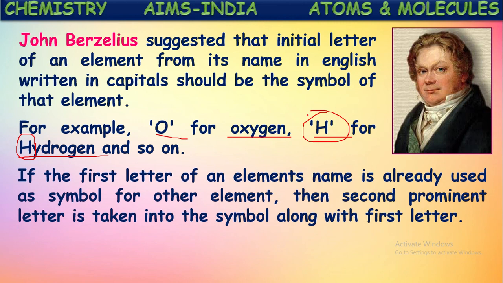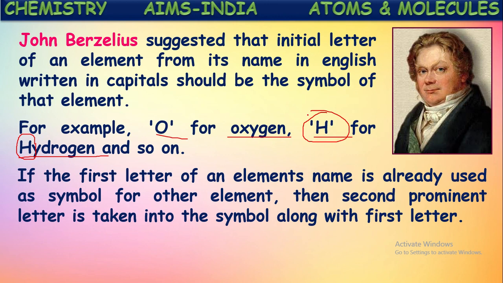If the first letter of an element name is already used as the symbol for some other element, then the second prominent letter is taken into the symbol along with the first letter. Yes, here. If the first letter of an element is already used as a symbol for some other element, then along with the first letter, the second prominent letter is also taken into its symbol. For example, if you see helium, for the helium name, the starting letter is H.